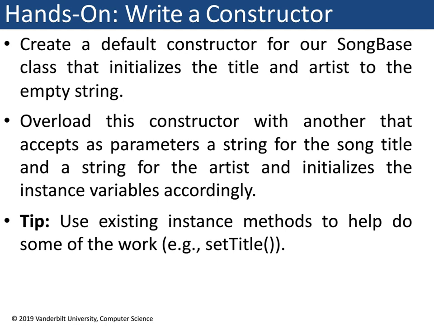And as a tip, when you do this, use the existing instance methods to help do the work. So rather than having to write the statement to actually set the title, use the mutator method. It's much cleaner, more readable, and if for some reason in the future you decide that you want to add some validation logic to what a valid title or valid name would be before you actually assign the value to the instance variable, then you don't have to go back and code that also into your constructor, because it's using the same mutator method that users would typically use to set the song title or song artist.